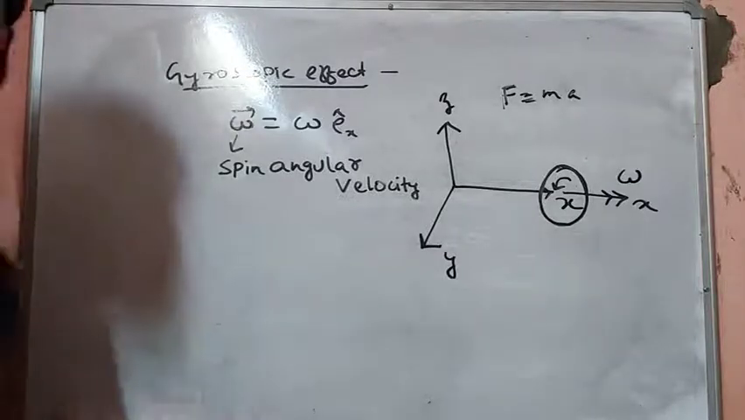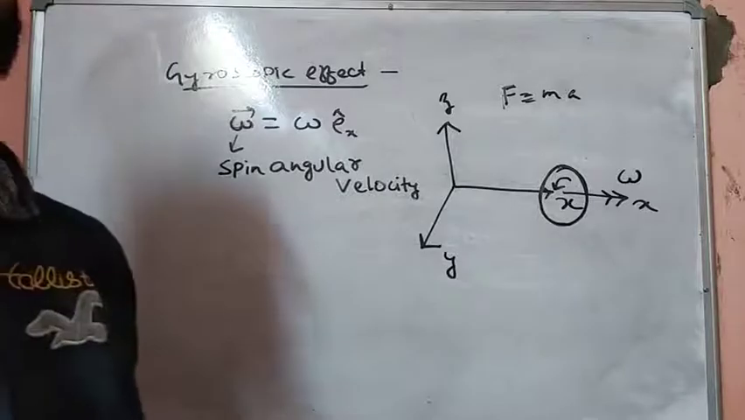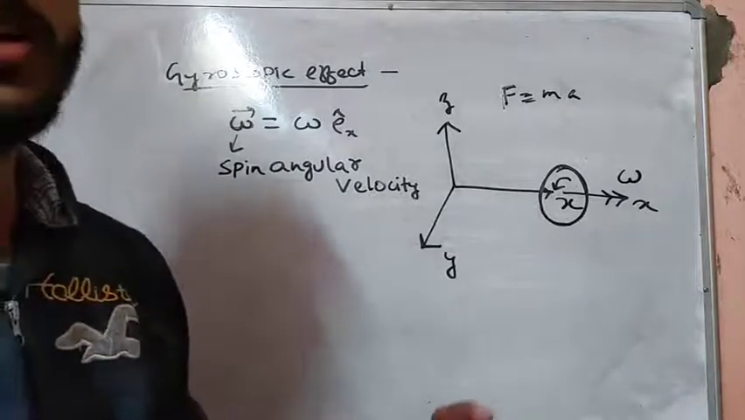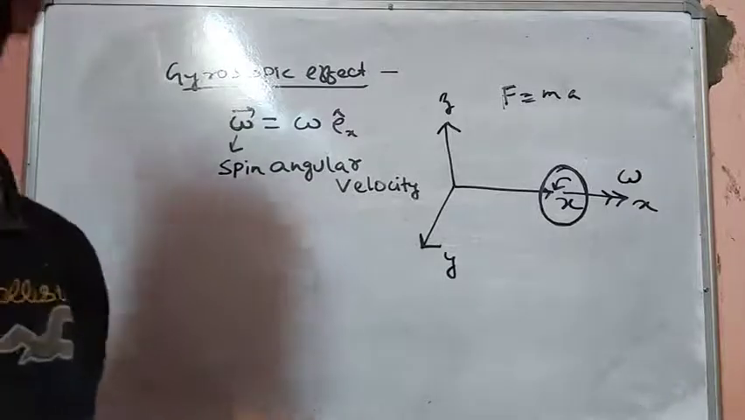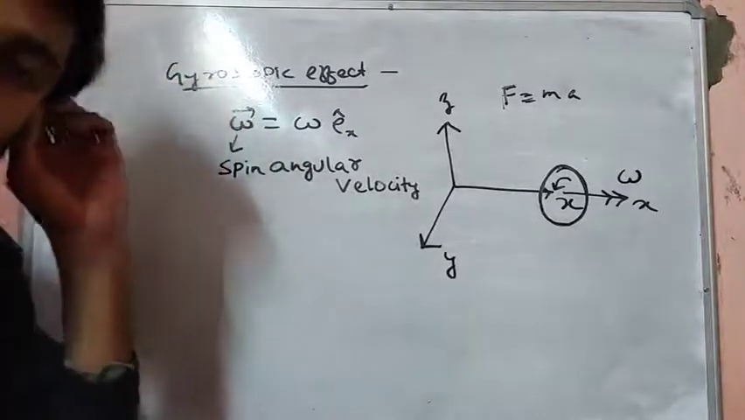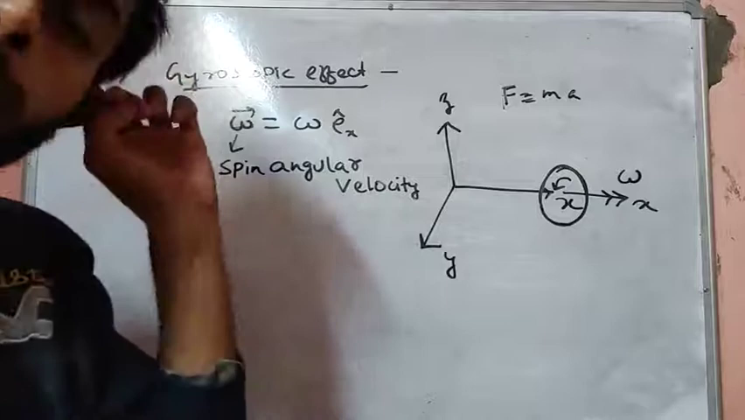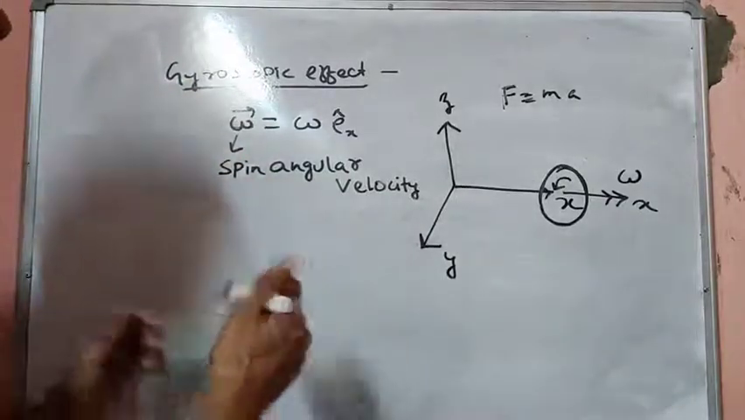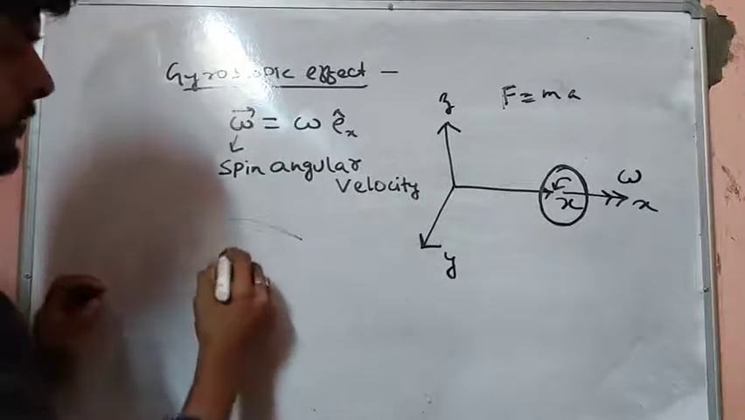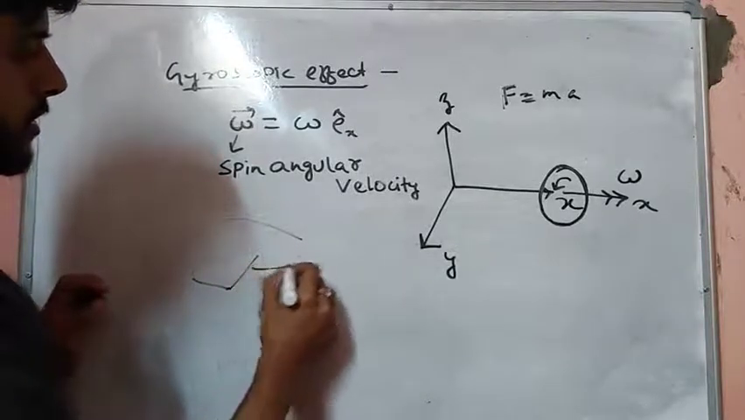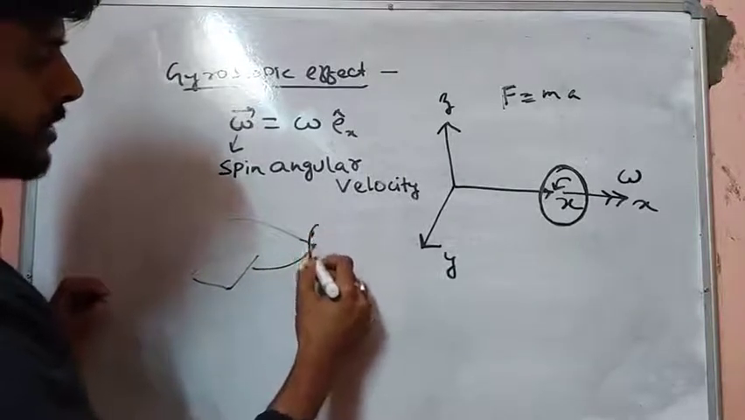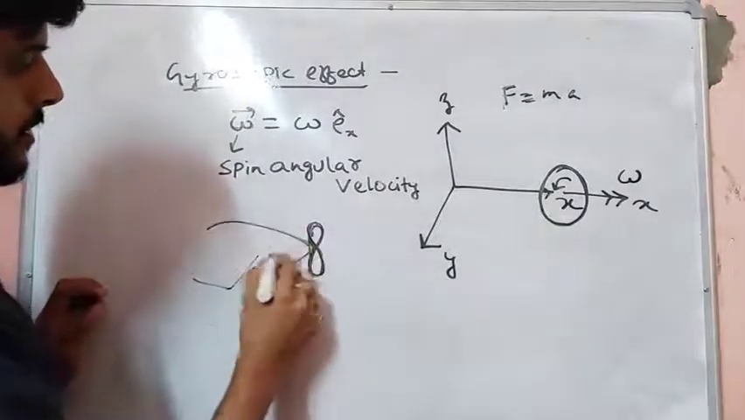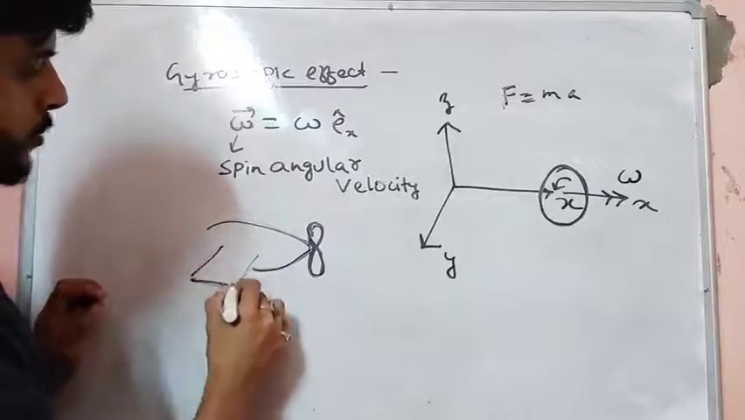This kind of phenomenon is very important in aeroplanes, in naval ships, and also in automobiles where the wheels are rotating and the automobile is taking some turn or something like that. Similarly, in aeroplanes we have the propeller, right? If we consider this as the aeroplane, there will be a wing like this and there will be a rotating disc like this.